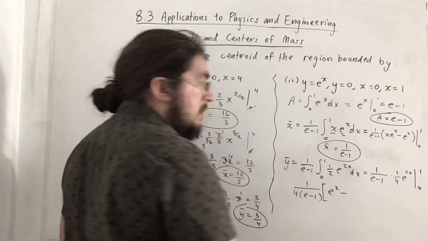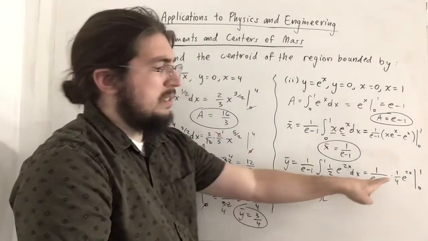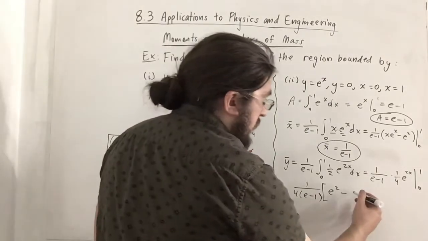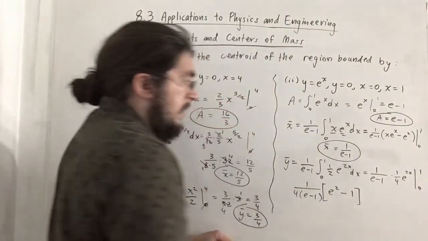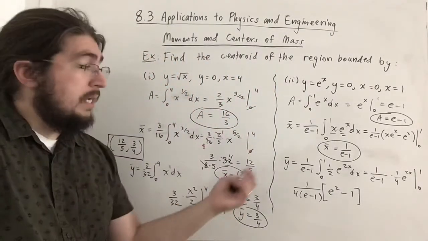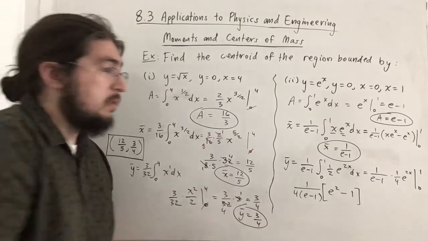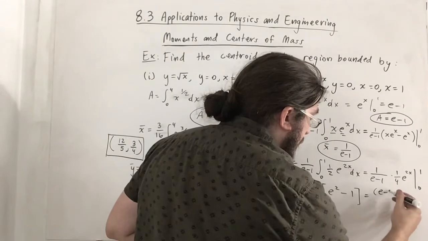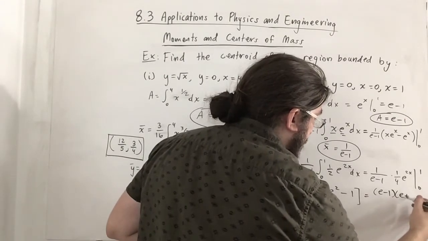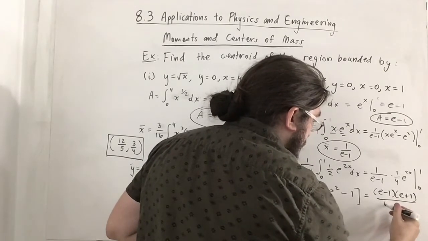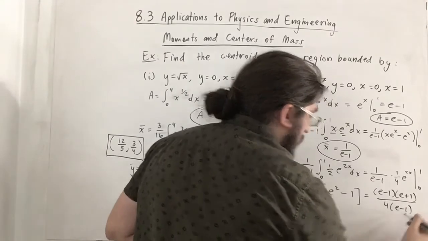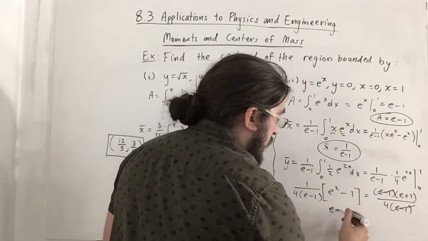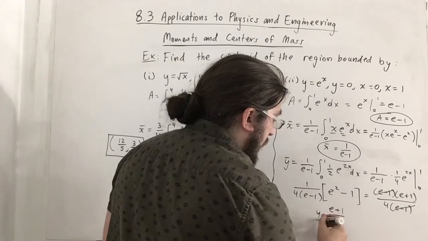E to the 2 minus, when you plug in 0, because notice the constants you can just factor out of the subtraction basically. And then e to the 0 is just 1. So we end up getting this, which is really nice because e squared minus 1 is a difference of squares. And you can actually factor that, believe it or not, as e minus 1 times e plus 1. And notice these cancel out, and you end up getting e plus 1 over 4 for y bar.